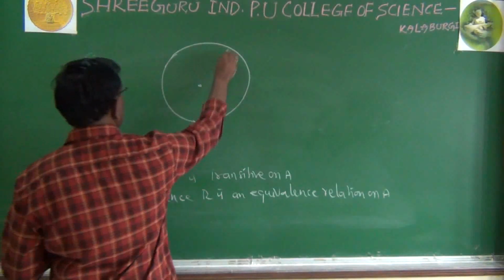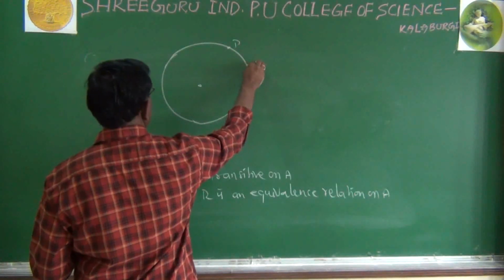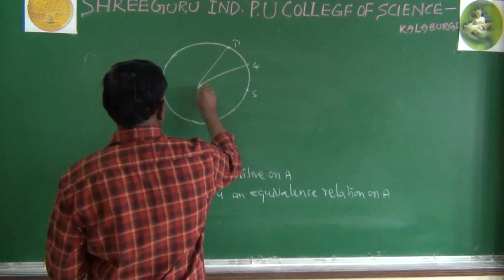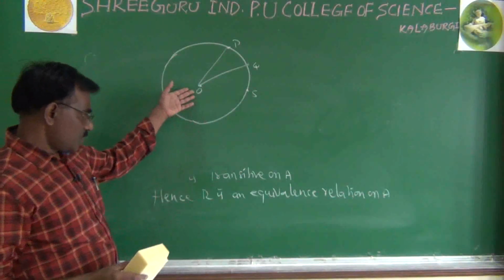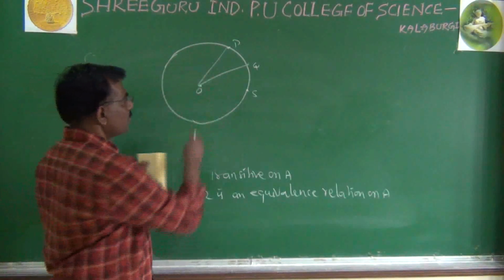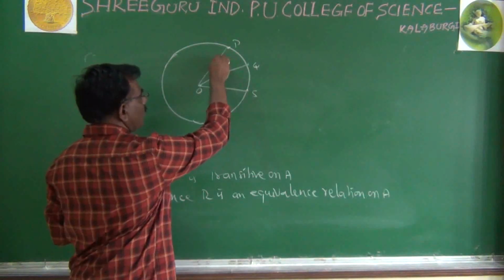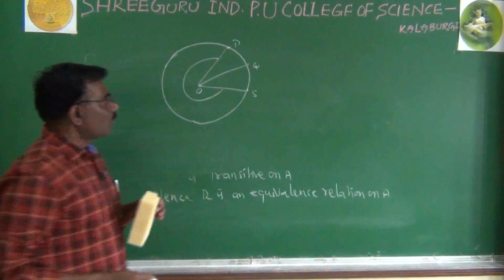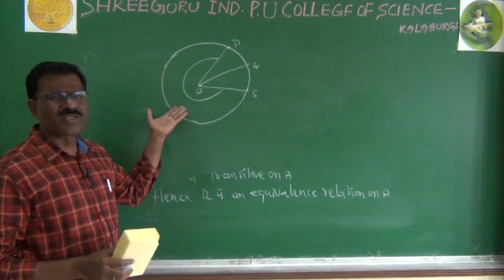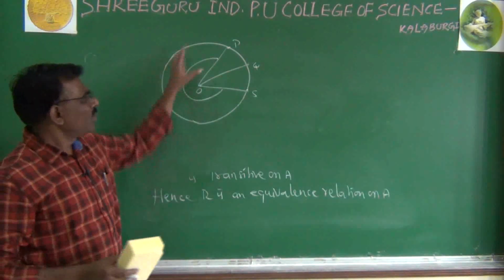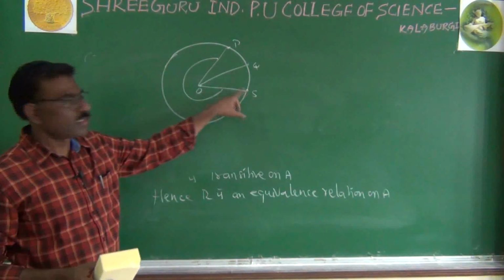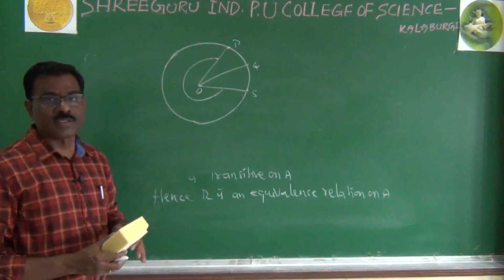This is the center, this is P, this is Q, this is S. OP equal to OQ, OQ equal to OS, and automatically OP equal to OS, because the constant distance, the radius, will be the same. Whatever the distance from P is, it is the same as the distance from S. So OP equal to OS.